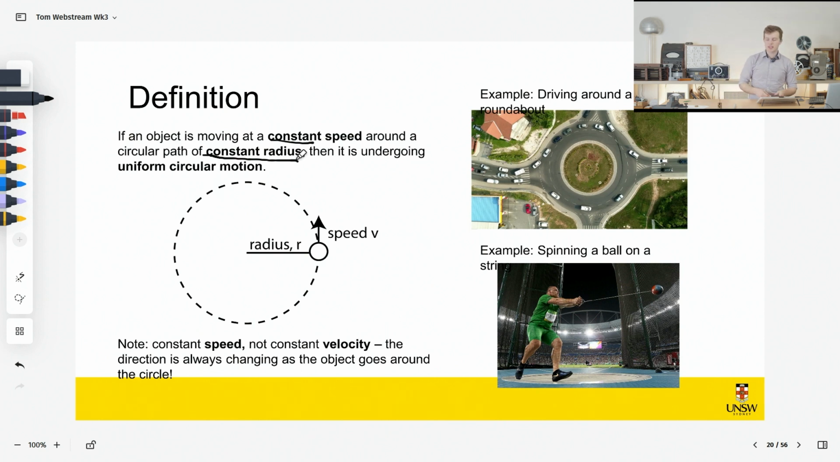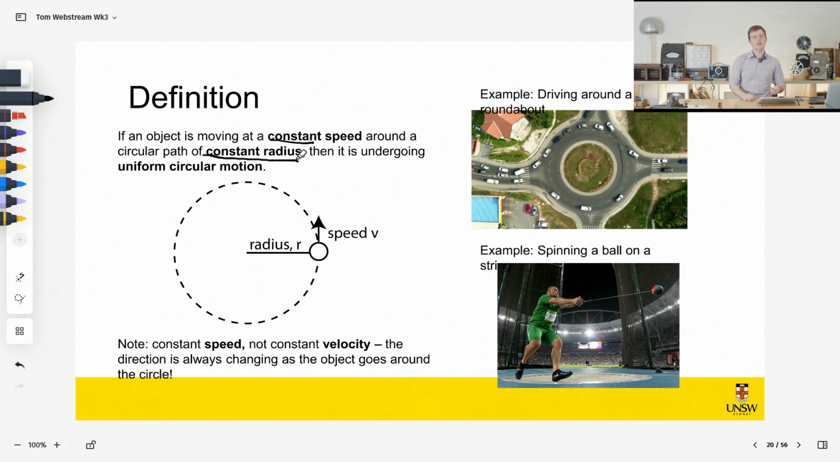So some examples. Driving around a roundabout. If you are like me and you're a nervous driver and you got stuck on a roundabout, you just keep going and going and going. Another one, NASCAR. I don't know anything about NASCAR, but they go around in a circle. I think they turn left. They go very fast and they go very left, to my understanding.